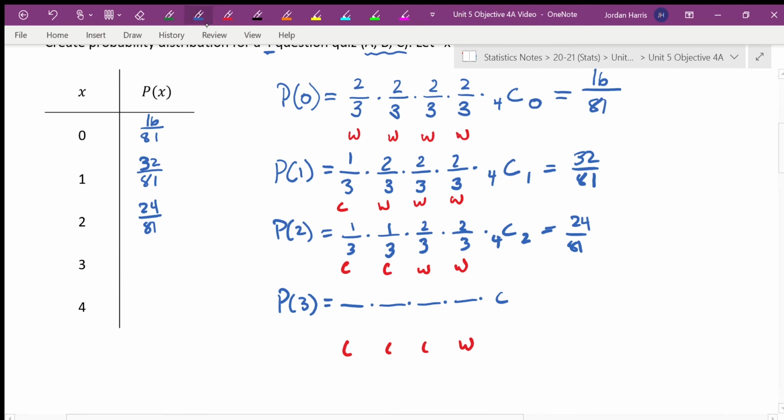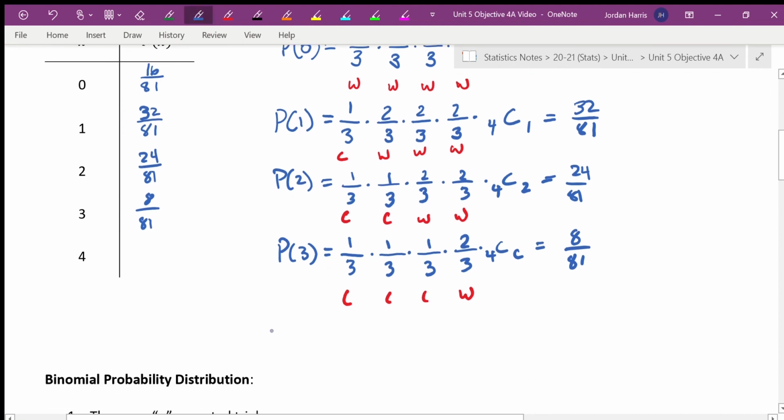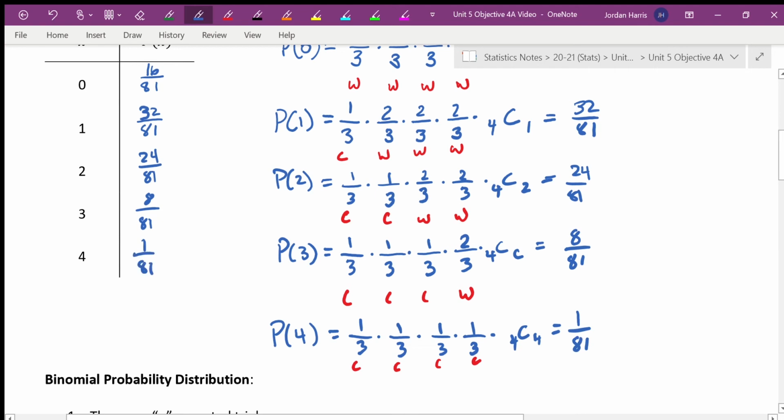And that means 1 wrong. So 1/3 chance of getting it correct. 2/3 chance of getting it wrong. 4C3. And you multiply and you get 8 out of 81. And finally, we get to the last one, which is all 4 correct. So I want all of them correct on this one. It's a 1/3 chance for each one. And I have 4 questions, 4 correct, 4C4, which is 1 out of 81. And there we have it. We have completed the probability distribution.